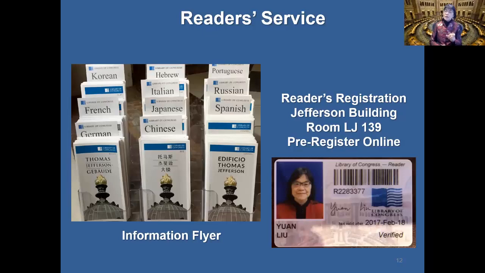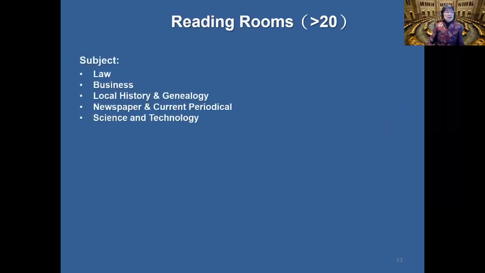So next time when you need it, you just go there, you enter a few pieces of information into the computer, like your address and your phone number and your ID, and they take a picture of you. Within 10-15 minutes, you can get this card. With this card, you can walk into any of the reading rooms. All right. So they have more than 20 reading rooms. They divided them by different categories.